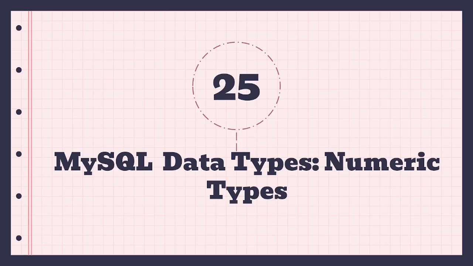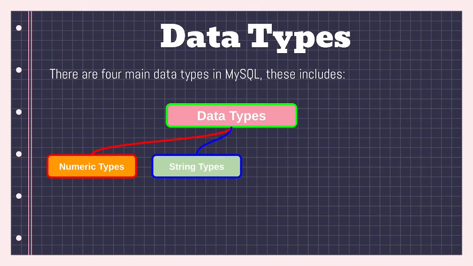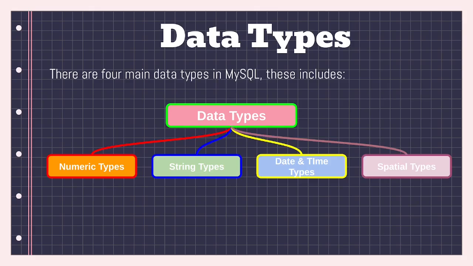Okay, so let's get started. We'll be looking at numeric data types in this video, the different numeric data types that we have in MySQL. So let's take a look at the different data types you have in MySQL. There are mainly four different types. We have numeric types, we have string types or text, we have date and time types, and we also have special types such as working with geometric data. We'll take a look at each category under these data types and explore further.